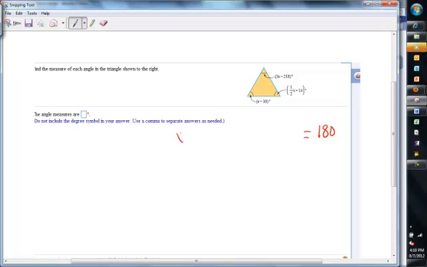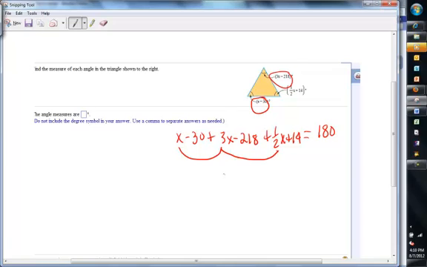So it's x minus 30, that's this angle, plus 3x minus 218, that's this angle, plus a half of x plus 14. So we combine like terms. 4x plus a half of x is 4 1/2 x. And then minus 30 minus 218 is minus 248. Plus 14 is minus 234 equals 180. So let's add 234 to each side.